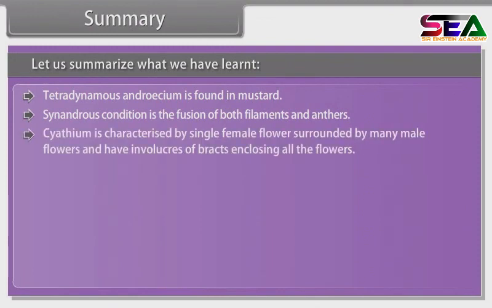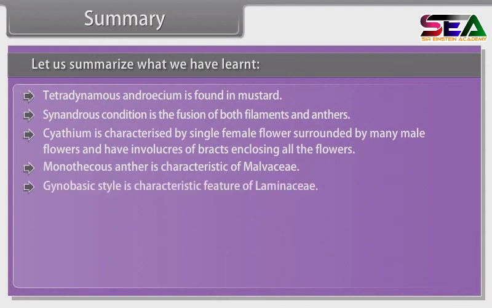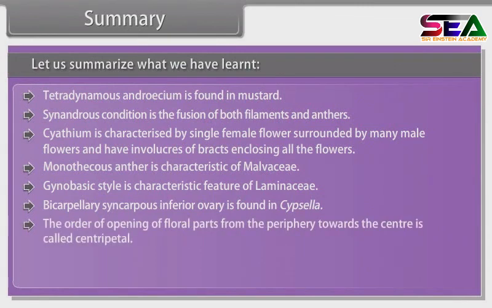Cyathium is characterized by a single female flower surrounded by many male flowers and has an involucre of bracts enclosing all flowers. Monothecous anther is characteristic of Malvaceae. Gynobasic style is a characteristic feature of Labiatae. Bicarpellary syncarpous inferior ovary is found in cypsela. The order of opening of floral parts from the periphery towards the center is called centripetal. Glumes represent bracts. Smallest flower is Wolffia.